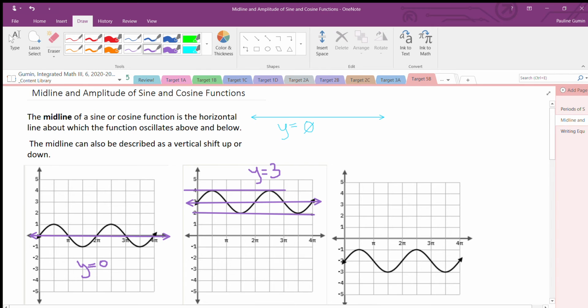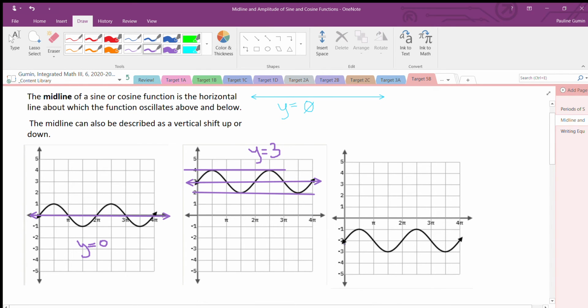Let's check out this next one. Again, this one's a little hard to see. So if you'd like, look at the top, which is -1. Look at the bottom, that's -3. What's in the middle of those two? It is -2. Our midline is y equals -2.